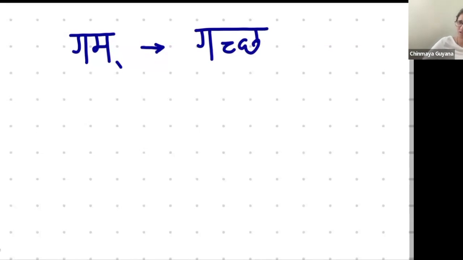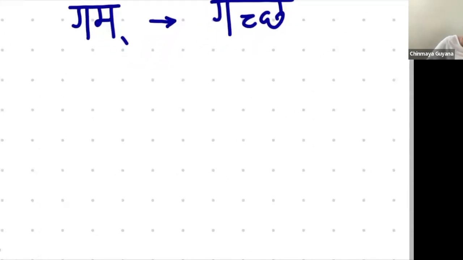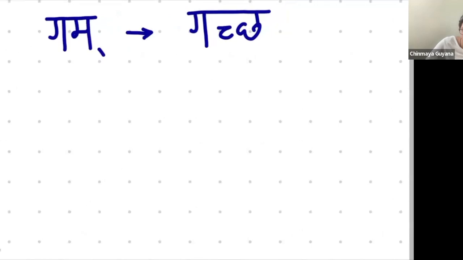How does gum become gacha? Don't worry about that. Gum becomes gacha. Then remember, it is to gacha that we add all of our endings. So if you were to write this conjugation table now, oh, by the way, gum means to go.